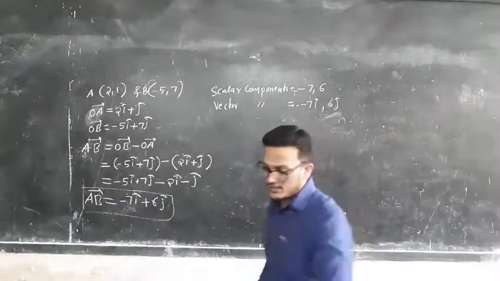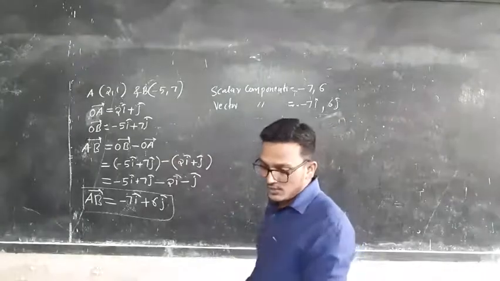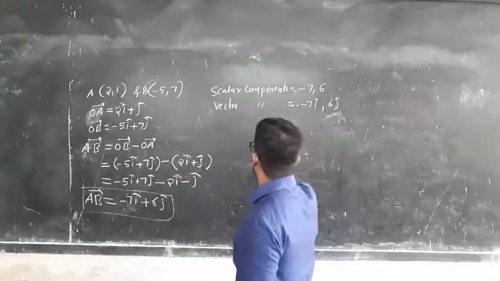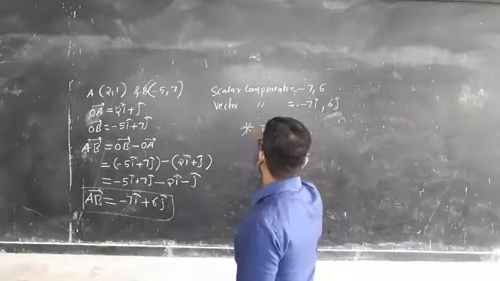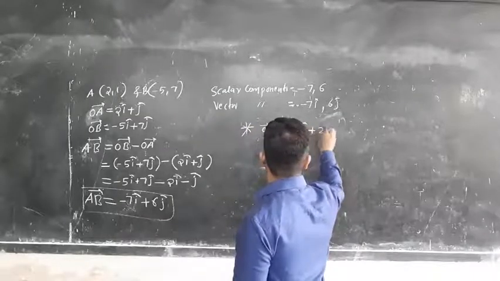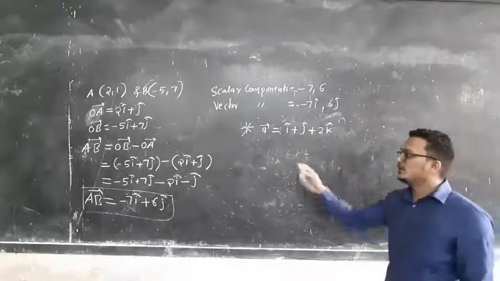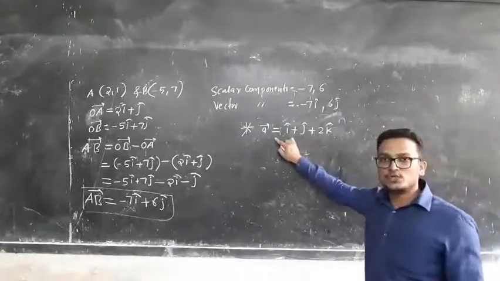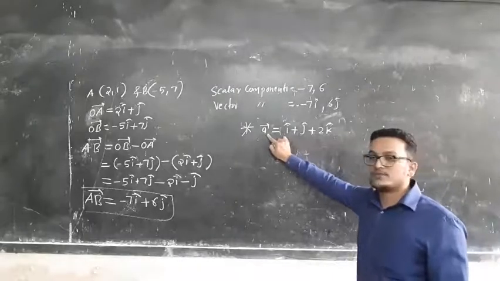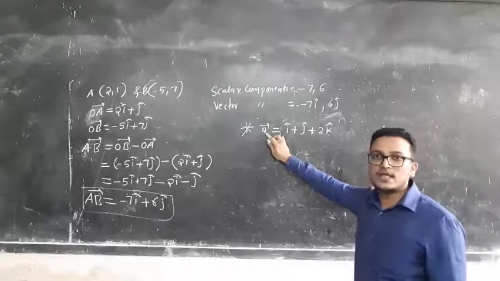Find the unit vector in the direction of the vector A, where vector A is equal to i plus j plus 2k. So here we have to find the unit vector in the direction of the vector A, which means we have to find the unit vector of this vector A.